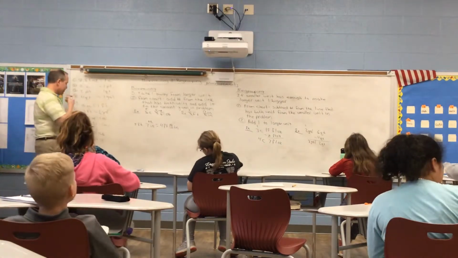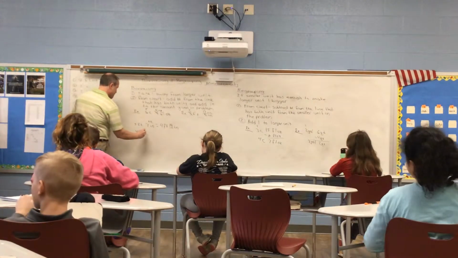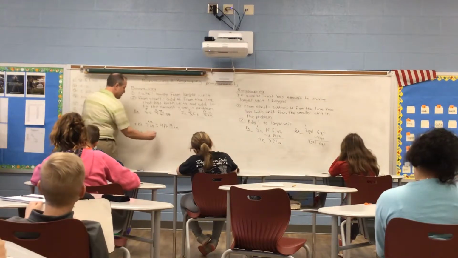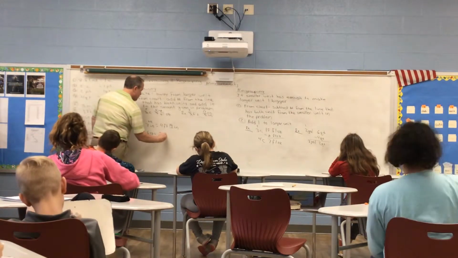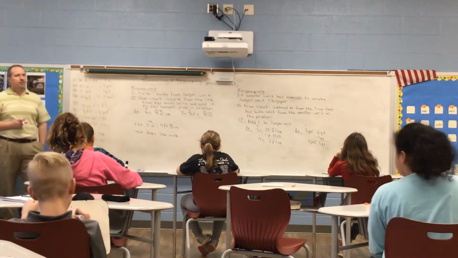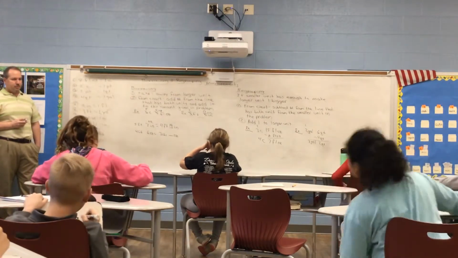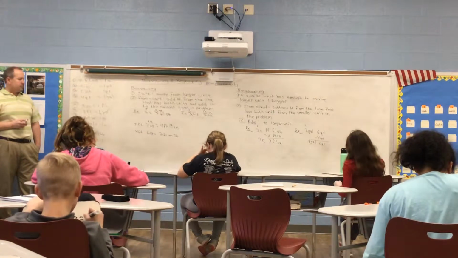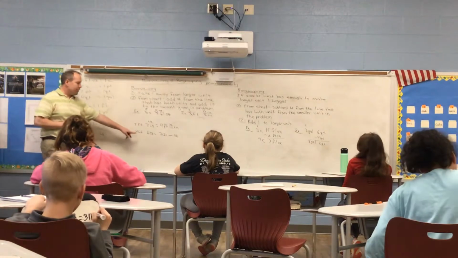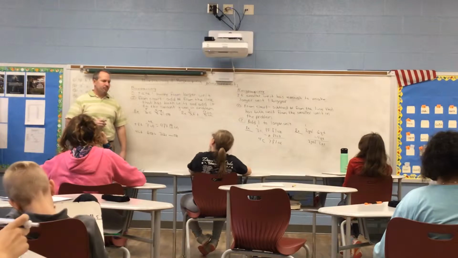Okay, let's do this one. 4 pounds, 6 ounces becomes 3 pounds, blank ounces. Go ahead and do that.